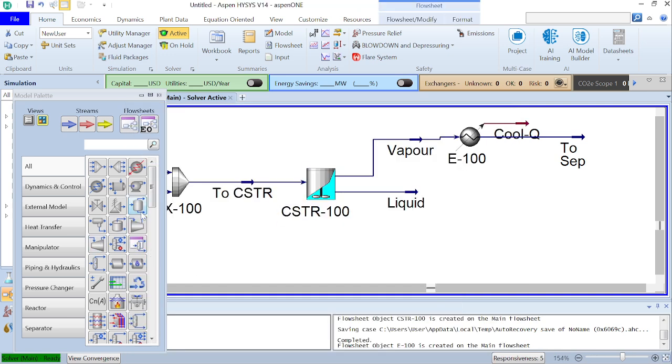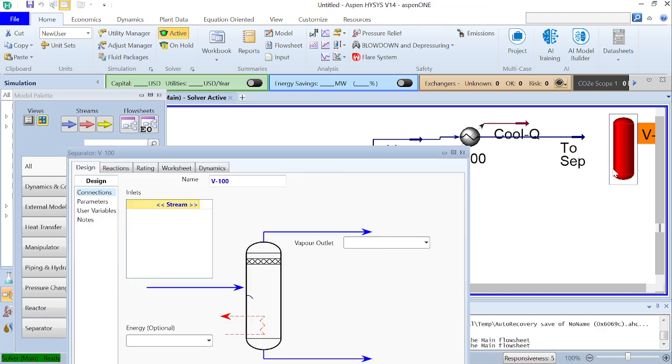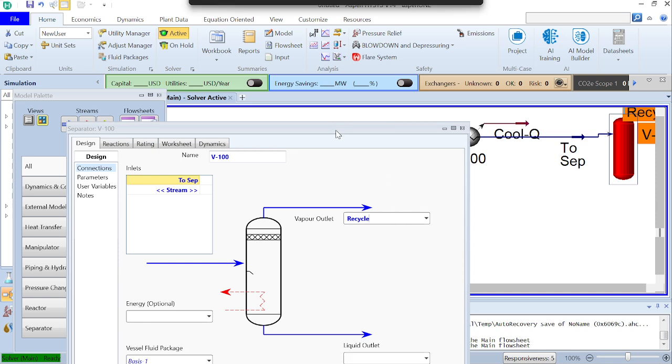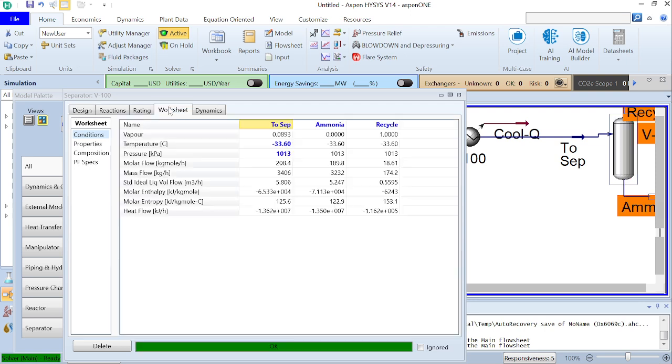Next thing we're looking at is the separation process. Alright, so we're going to be separating this. Now we have to sep. We call this RCY, recycle. We're going to recycle this, and then we call this our ammonia. Alright, so let's check our results.